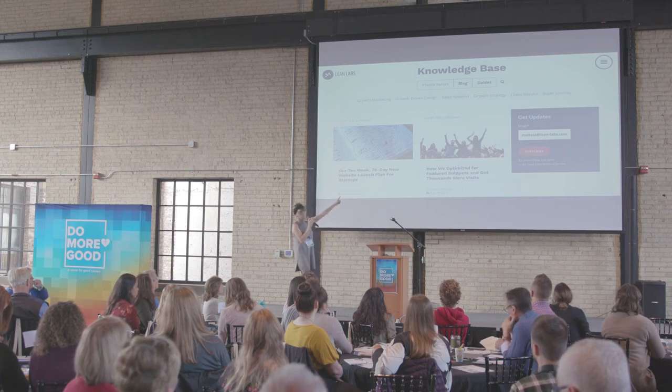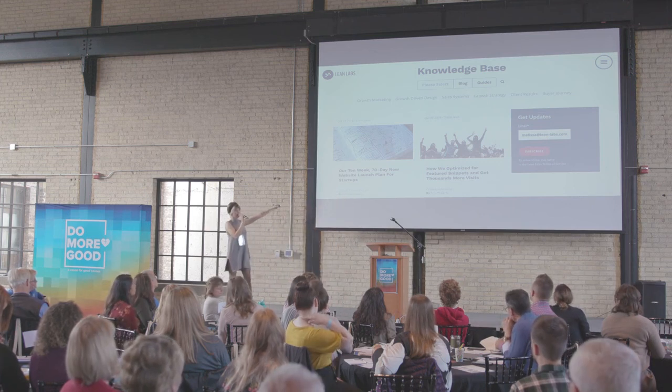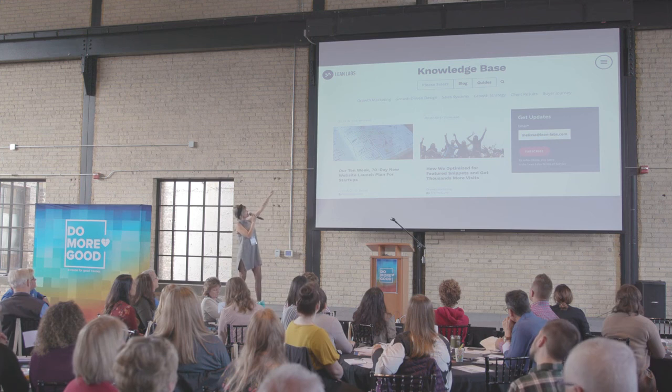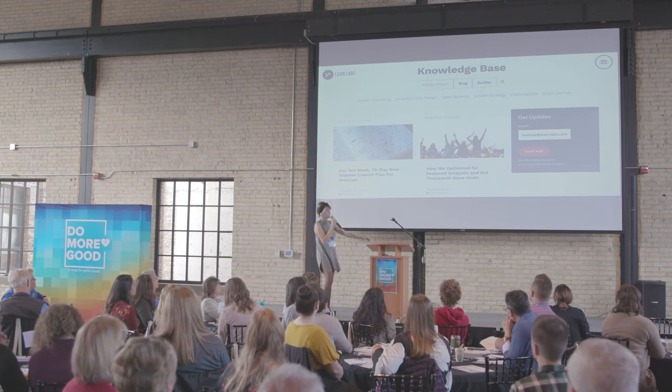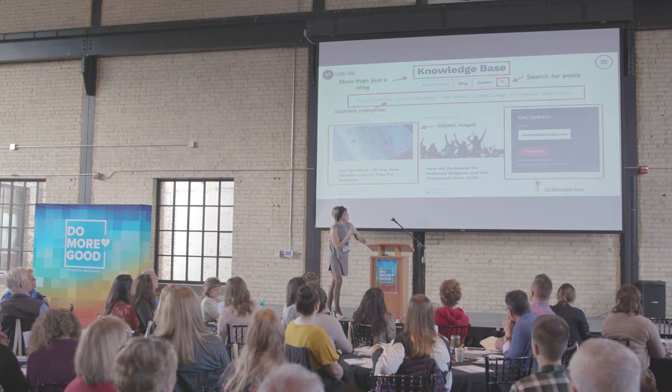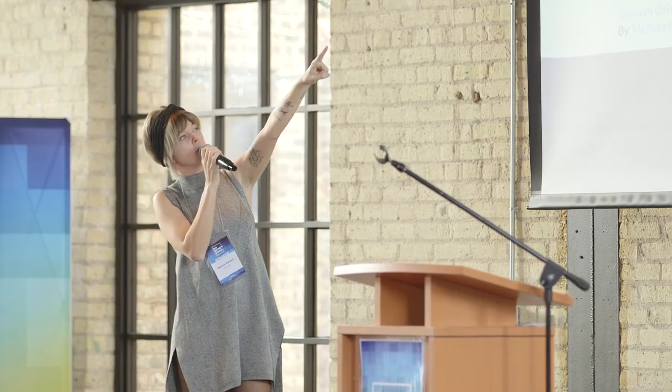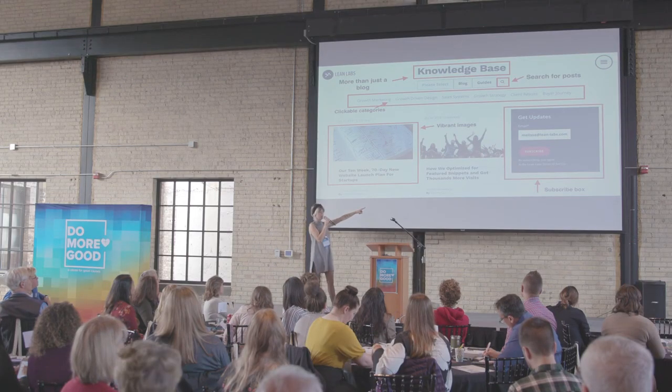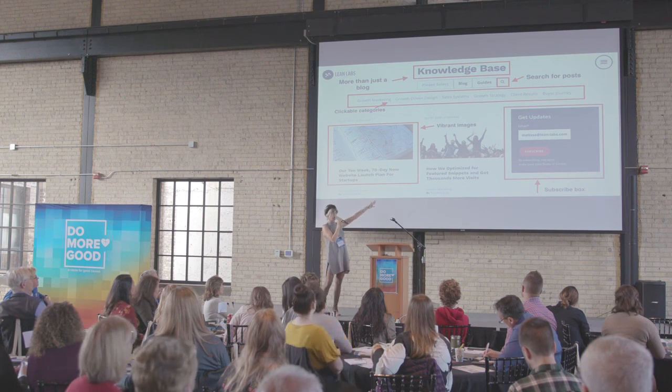So this is our blog, our knowledge base. As you can see, very clean, easy to look at. Here are all the details. The name is more than just blog. There's a clear way to search for posts. All the categories are clickable. And the other key is that there are not that many categories. If you've got 20 or 30 topics or categories, you've got way too many. You've got to narrow it down. Clear images and a nice clean subscribe box that says, hey, if you like this, you can get more. Just give us your email address.